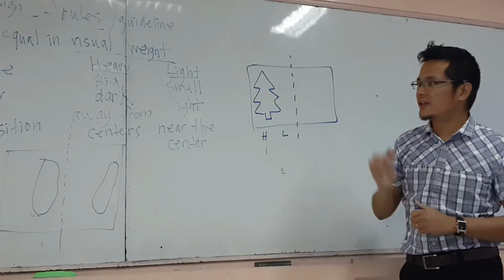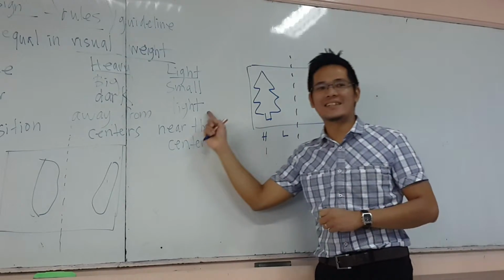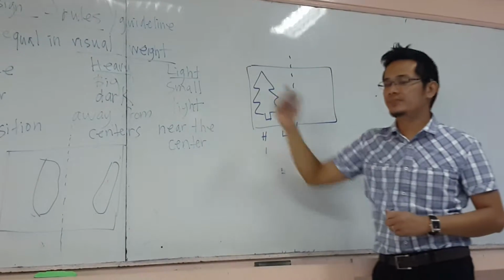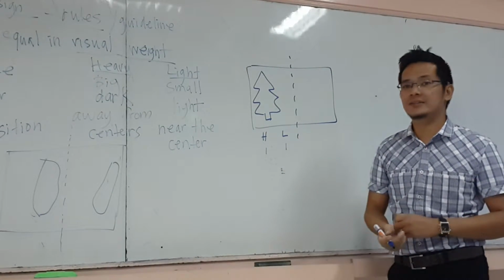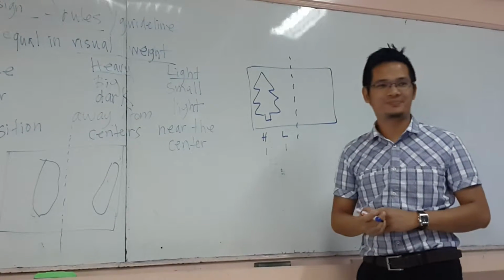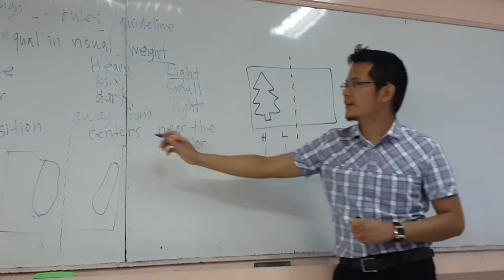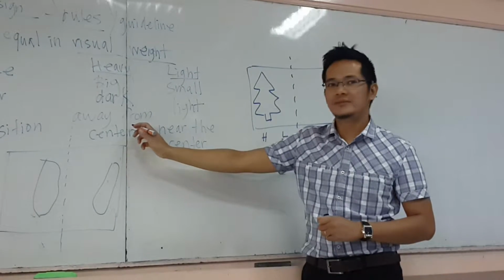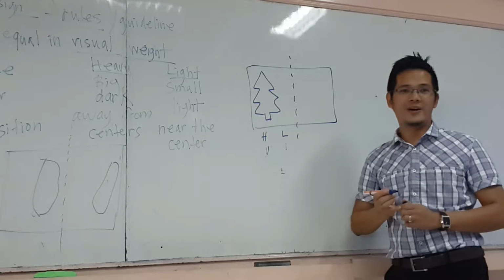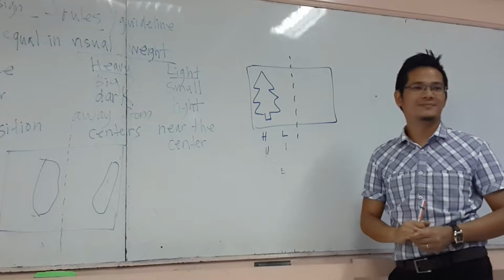Now let's look at the color. The color is dark? Okay, it's light. I did not shade it, so it's light. And we'll give 1 point for L. Now let's go to number 3, position. It's away from the center, therefore heavy. So we have 2 points for heavy and 1 for light.